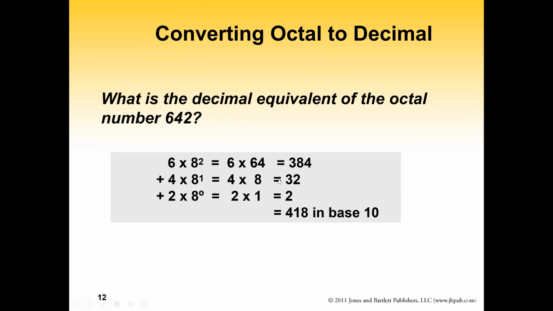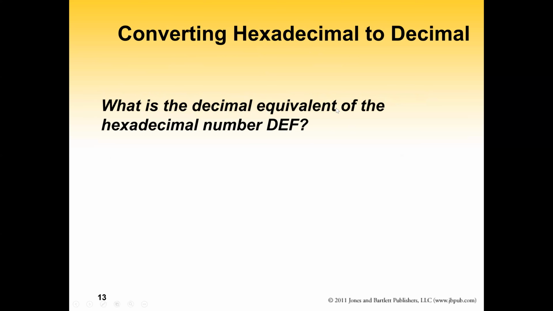Now we multiply all the values and we get 384, 32, and 2, and we add all together. So this means 642 base 8 is the same as 418 base 10. Again, converting octal to decimal.